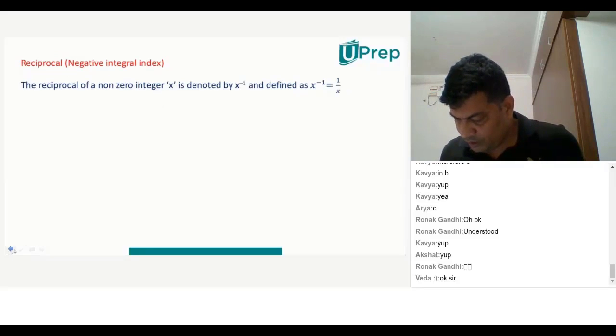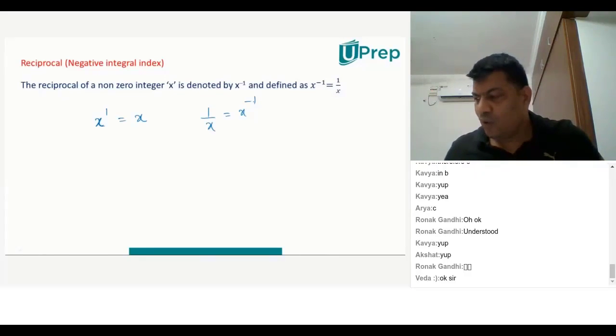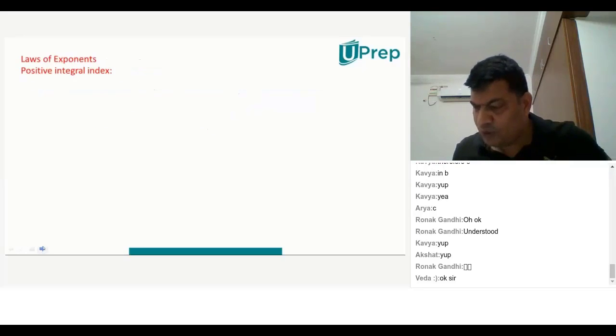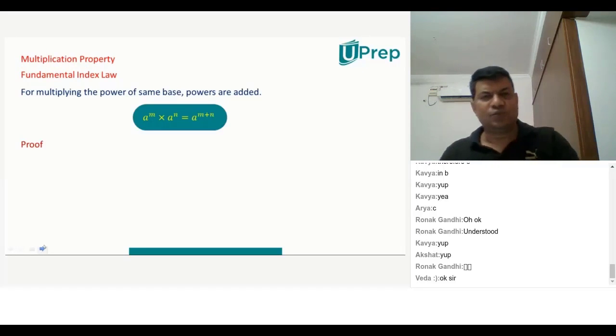I just wanted to explain something here. 1 second. 1 by x is x to the power of minus 1, right? Now we'll understand why this is minus 1 a little later. Okay, so just wait for a moment. We'll go to some rules, laws of exponents, positive integral, we'll get there. So I want you to learn this one.